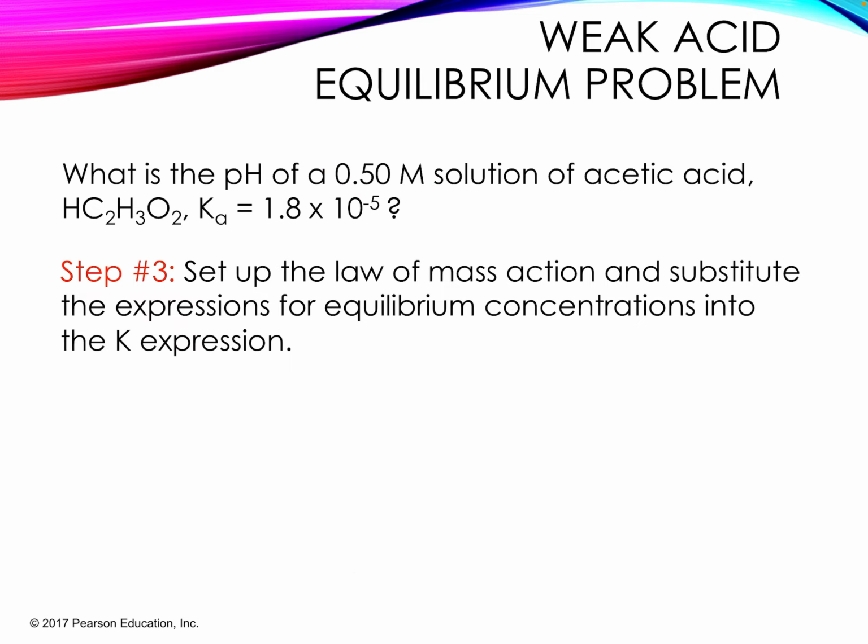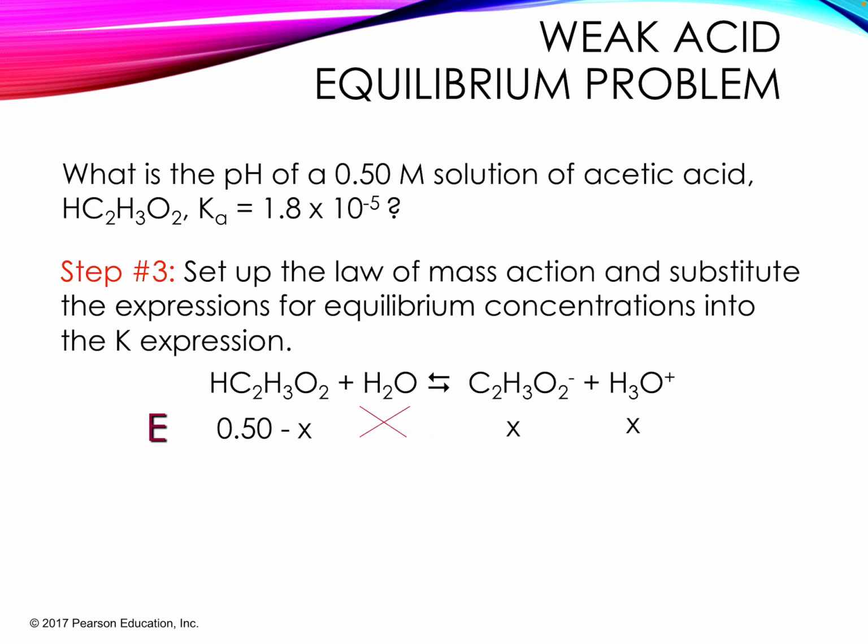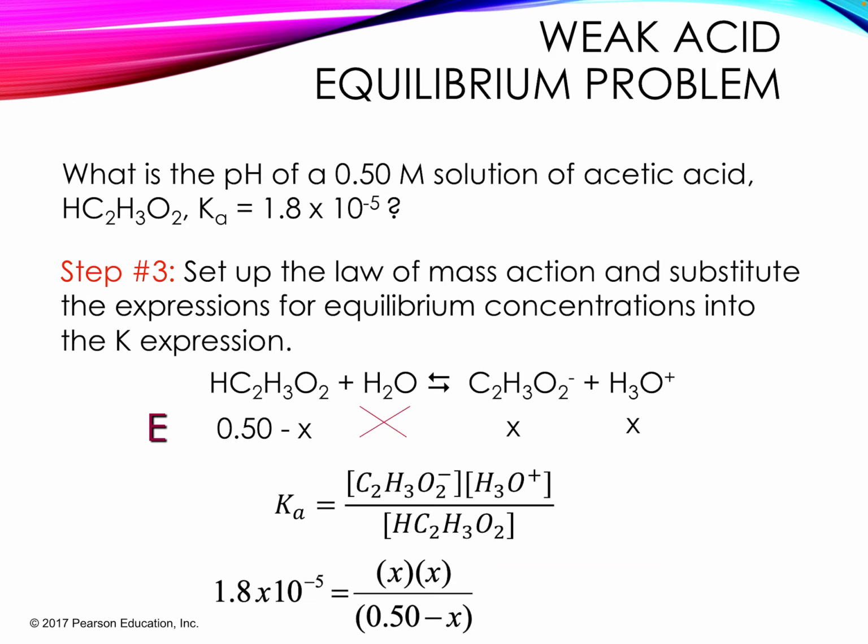Our next step is to use our law of mass action, substituting all of those equilibrium concentrations into that K expression. So I carried this forward from the previous page. There's our E line, and we are going to plug that into our Ka expression. So our Ka expression will be our products over our reactants, and we're just going to plug in our values. So we have Ka that was given in the problem up here, and it's going to equal X times X over 0.50 minus X.